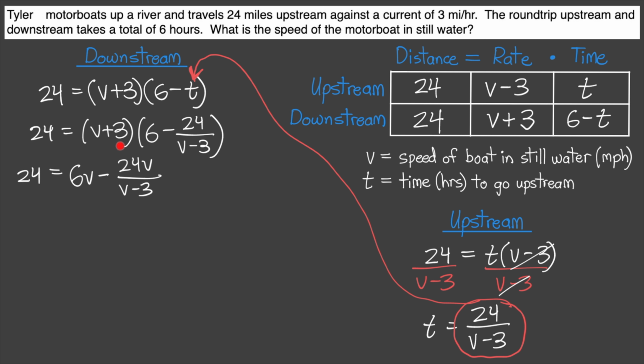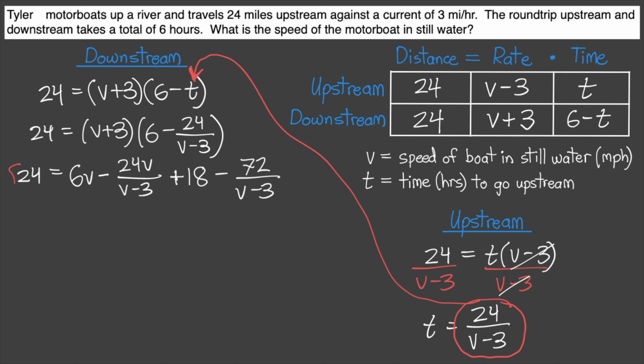Next, we'll distribute the 3 here to the 6 and then to this fraction. So 6 times 3 is just 18. So we have positive 18. Then we have minus 3 times 24, which is 72 over V minus 3.